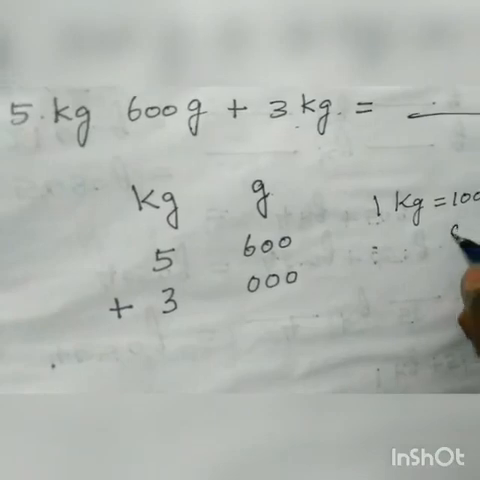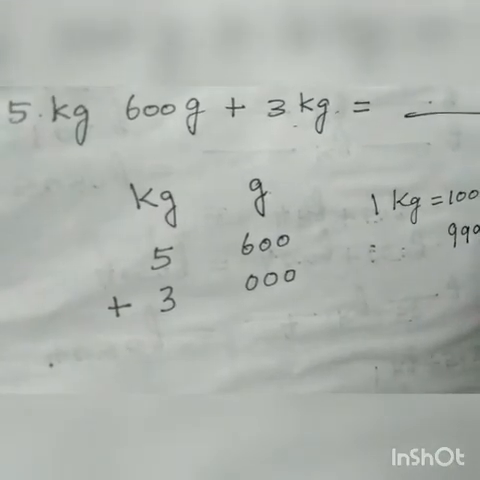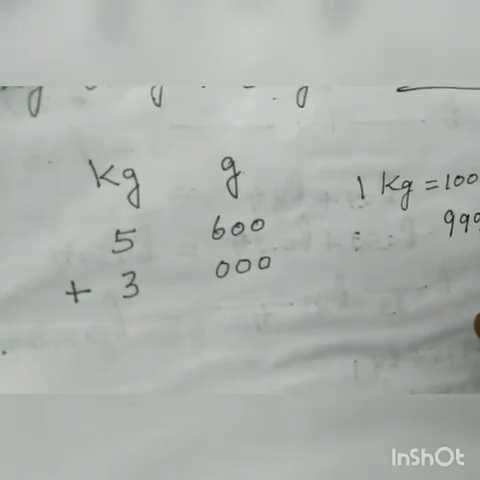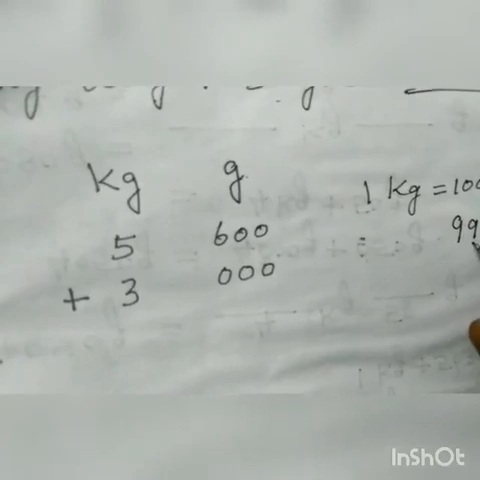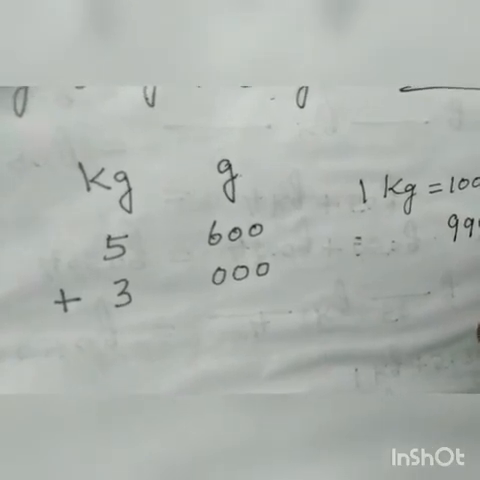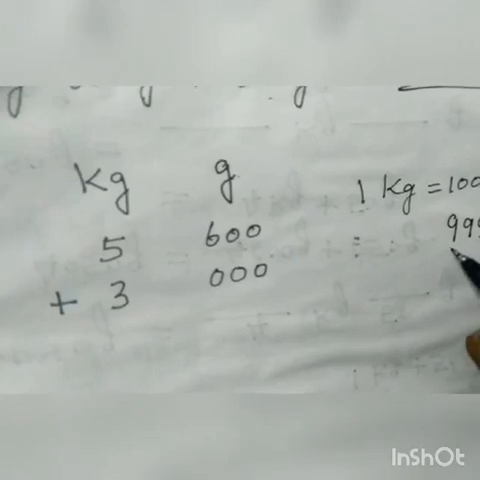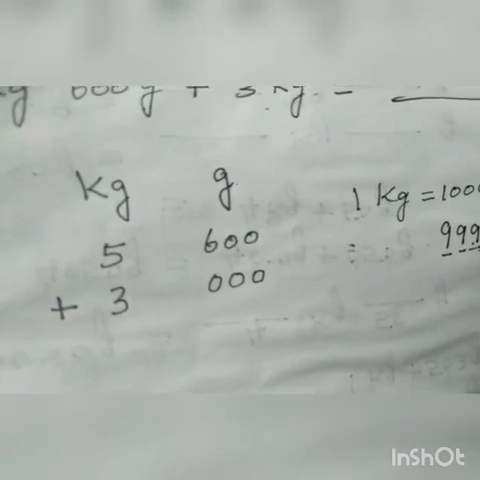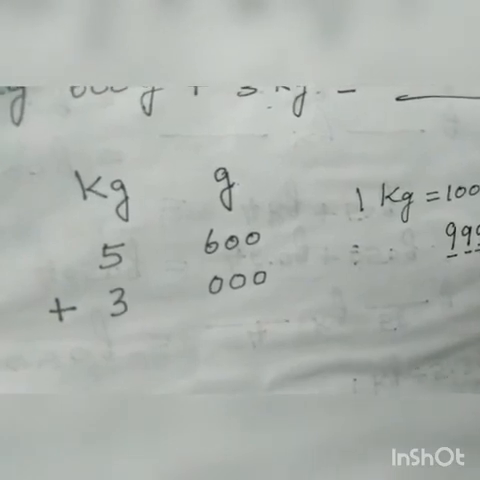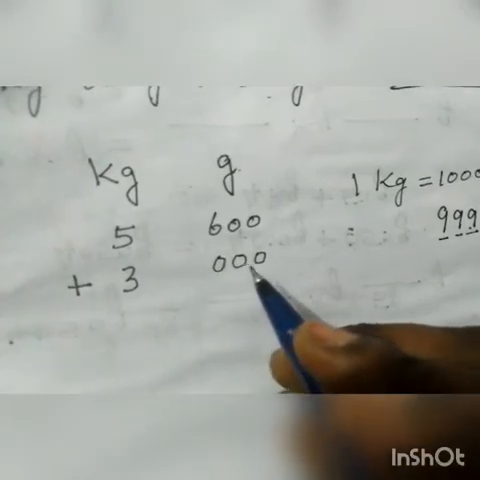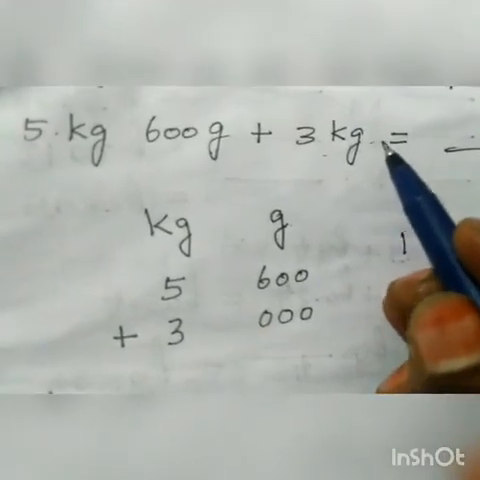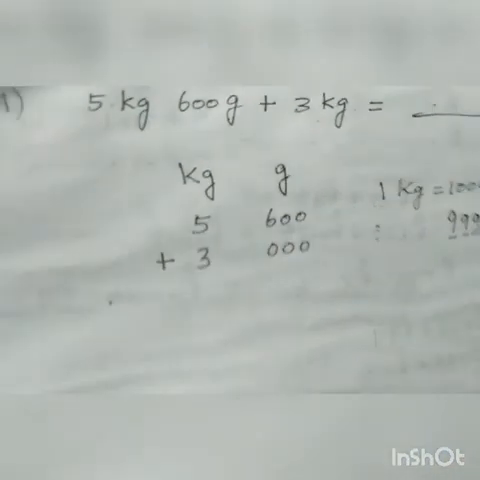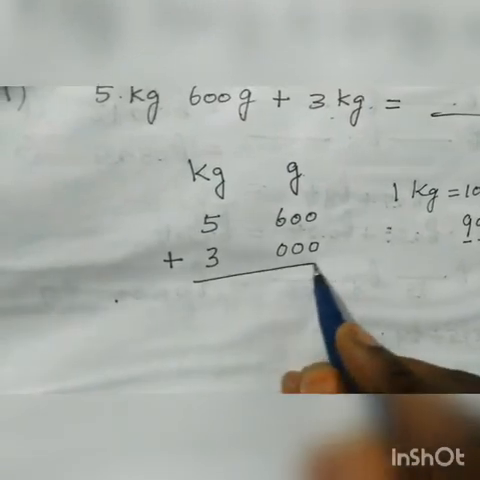So if we have from 0 to 999 gram, the value does not change to kilogram. So how many digits are there until it reaches 1000? 3. 1, 2, 3. So always the gram should be represented in the form of 3 terms. Okay. So that's why I have written 3 zeros. If any value is not given for gram, we have to put 3 zeros.